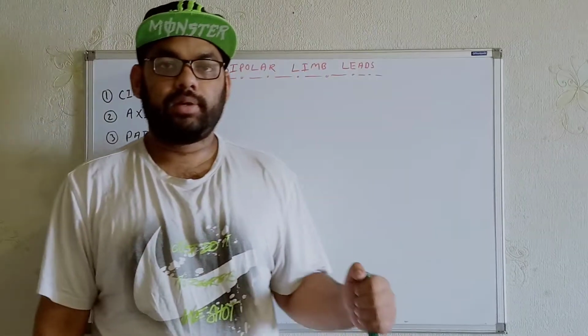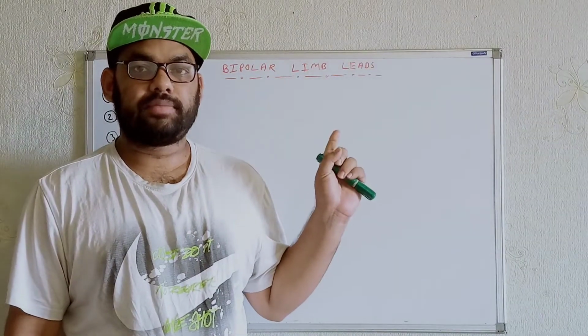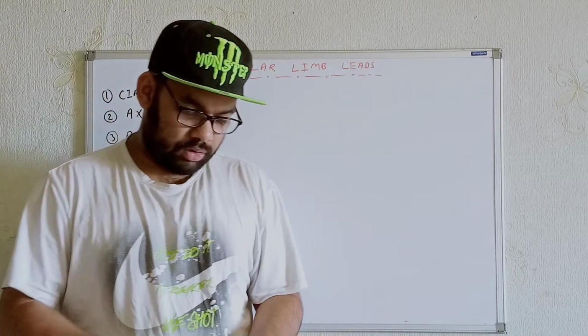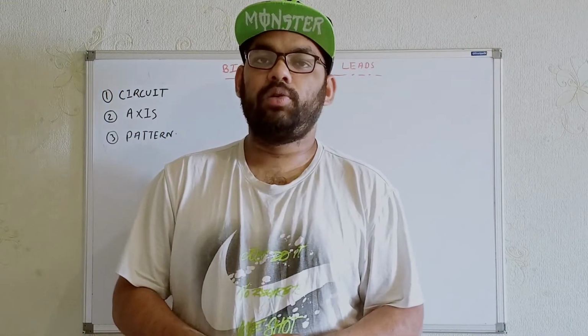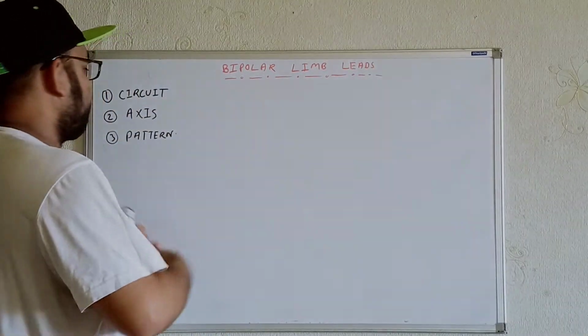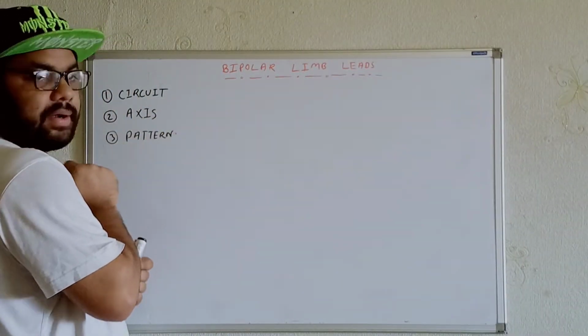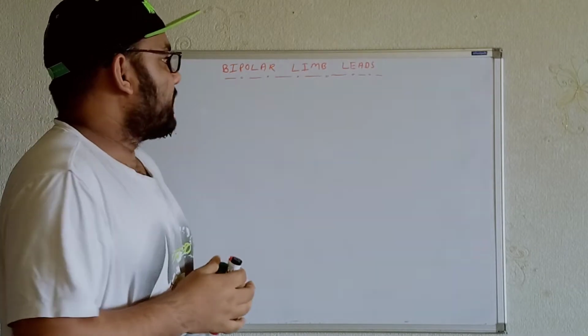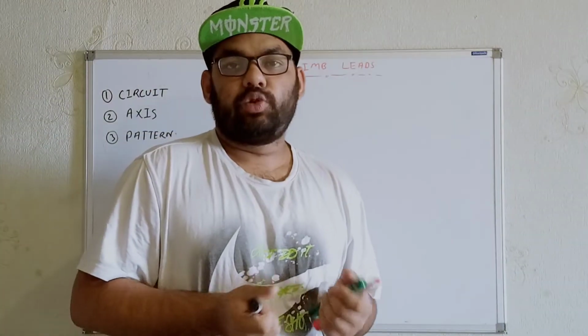Today we'll talk about bipolar limb leads in terms of the ECG. I'll discuss the whole topic at three levels for today: at the level of circuit, at the level of axis, and at the level of pattern. Before starting the topic, let's talk about what we mean by lead.